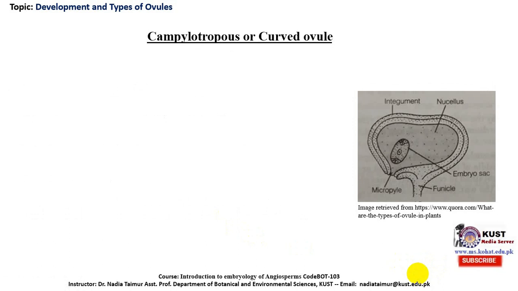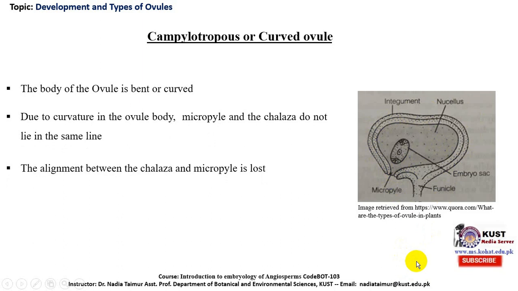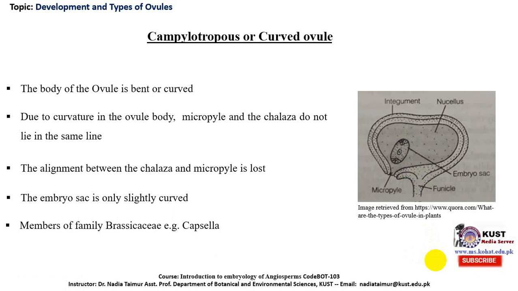So the next type of ovule that we are going to discuss is the Campylotropous, or it is also known as curved ovule. So the whole body of the ovule is bent or curved. Now, due to curvature in the ovule body, the micropyle and the chalaza do not lie in the same line. So the alignment between chalaza and micropyle is lost. The embryo sac is only slightly curved, not a lot. Notable examples include members of Brassicaceae and in particular Capsella.